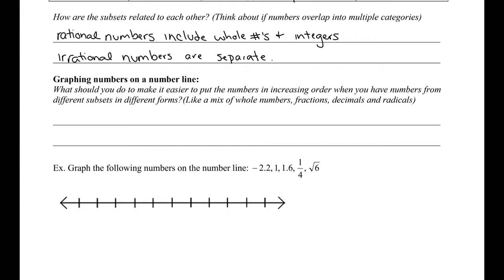Next, we're going to be talking about graphing numbers on a number line. What should you do to make it easier to put numbers in increasing order when you have numbers from different subsets in different forms? So we have a mix of whole numbers, fractions, decimals, and radicals. The easiest thing to do is to turn all values into decimals. However, make sure you put your final answer written in the original form.